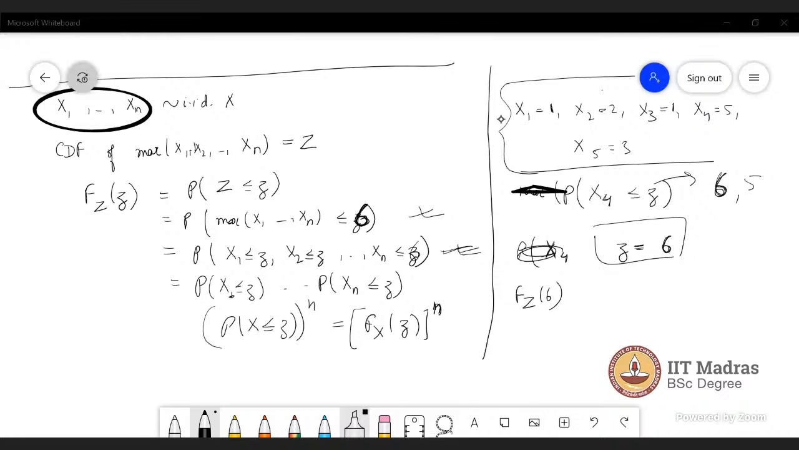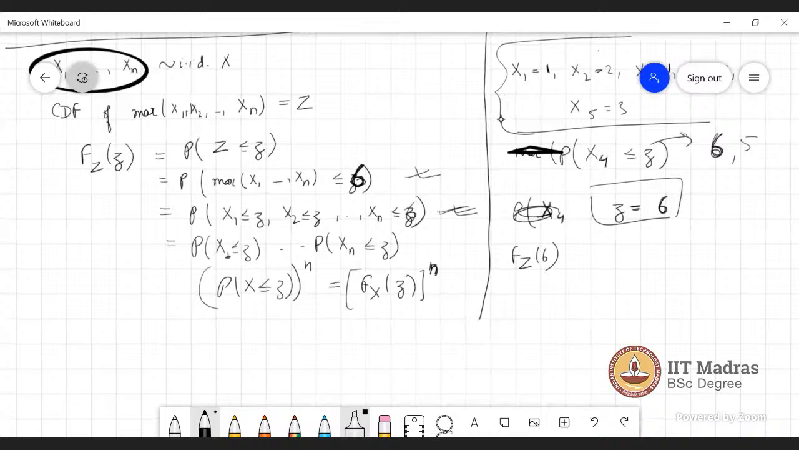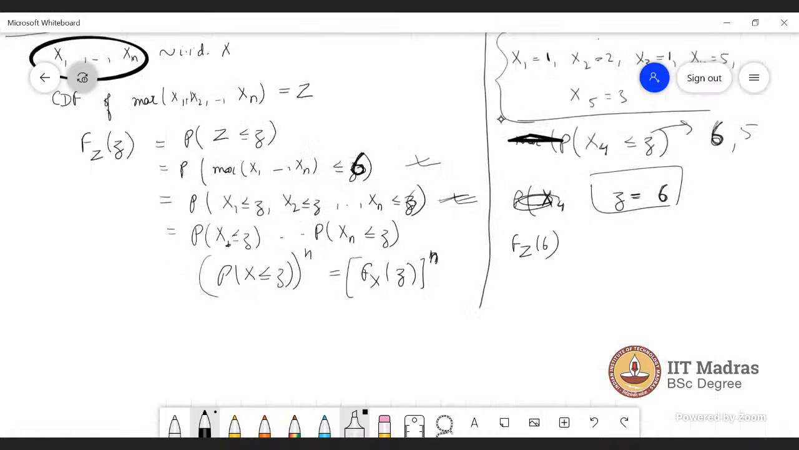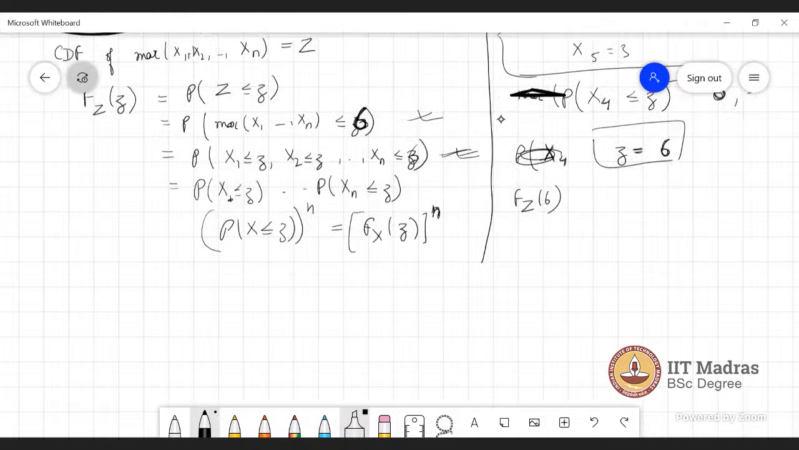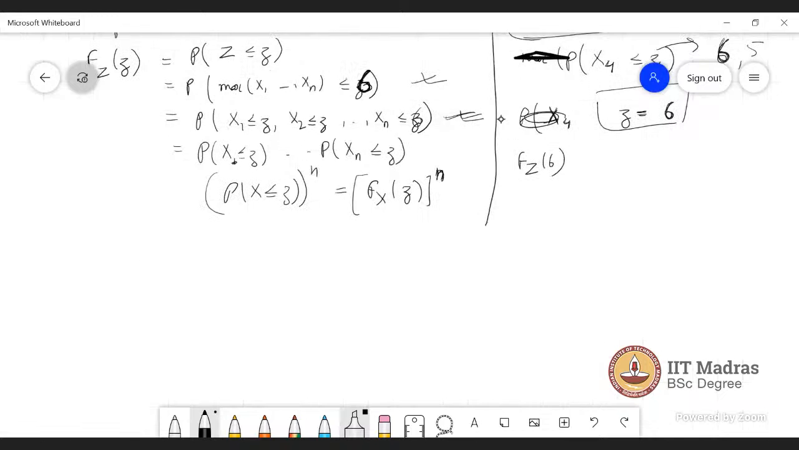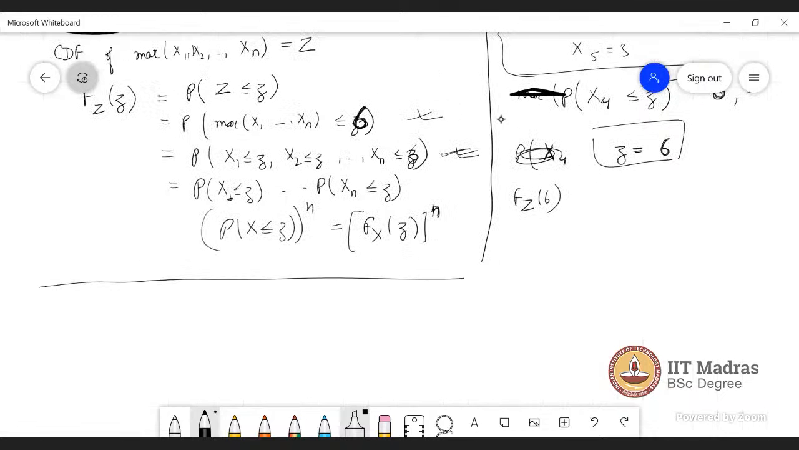Okay. So that's where we just calculate x1 to xn minus 1 and then sum it up. Now, if in place of the maximum we have to find the CDF for the minimum of x1 to xn, let's say this is Z. So how do we go about this?